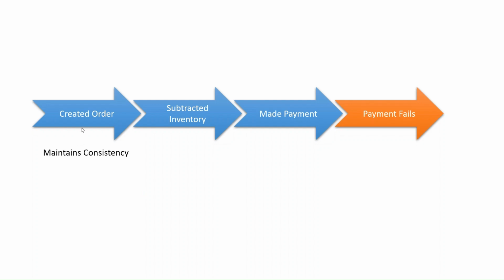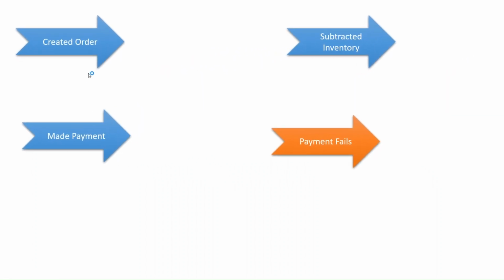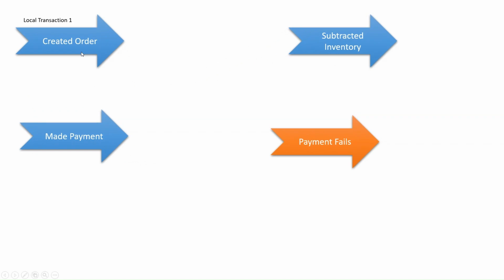The Saga pattern breaks down the order flow into smaller local transactions, and each transaction executes a single task at a time and communicates through events with the others. In this example, the order service is one local transaction, and if the order is successfully completed, then the order completed event is triggered, and if the order fails, then the order failed event is triggered. The same applies to my inventory service, which is also a local transaction. If inventory is completed, then the inventory completed event is triggered, and if it fails, then a rollback event is triggered. The same applies to my payment service as well.